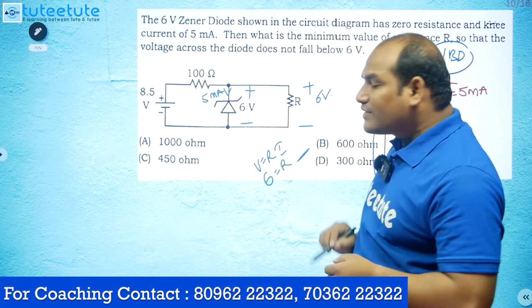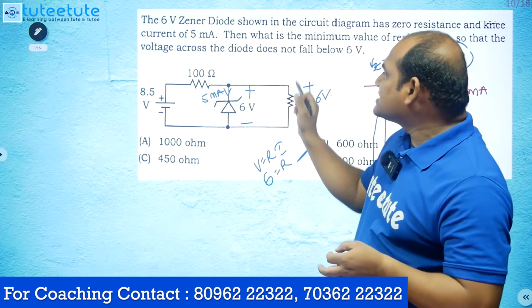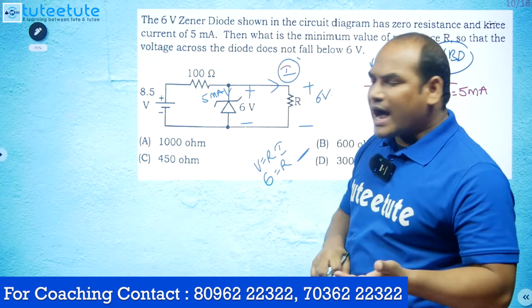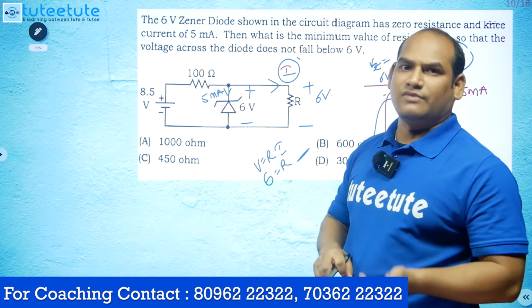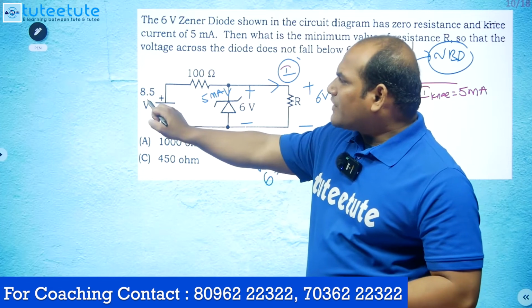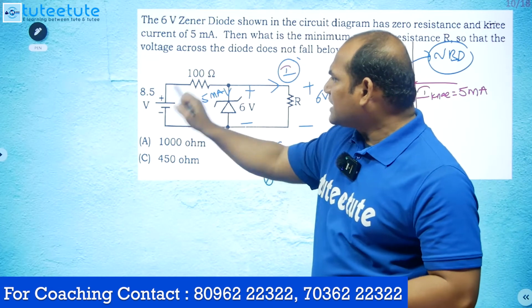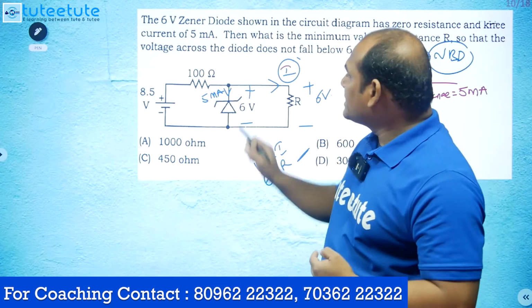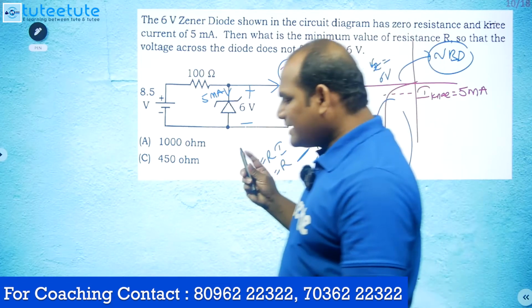For that, what is required? How much current is flowing through this resistance, that is required for us. This has to be calculated. If you know the I value and substitute here, you will get the R value. How to get I here? Here already you know 8.5 volts is there, here 6 volts is there, so you can find how much current is flowing through this particular 100 ohms. That is the supply voltage for these two branches. So how to calculate that one?